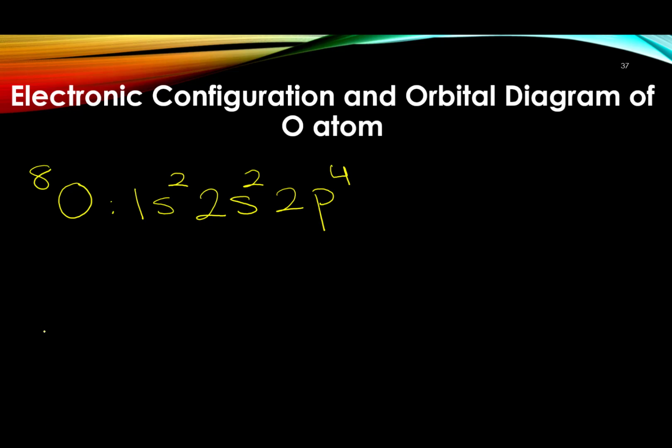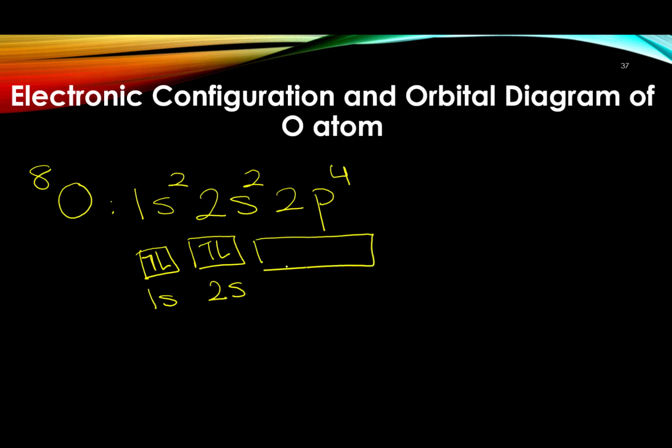Now let's do the orbitals. Okay, again, 1s2 because it has 2 electrons, 2s2 because it has 2 electrons, and 2p4. Okay, remember p is 3 boxes joined together.